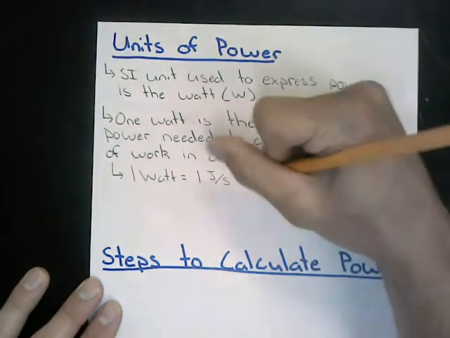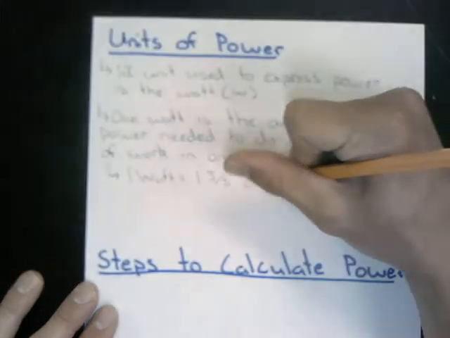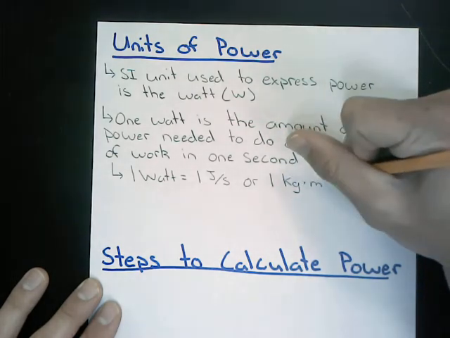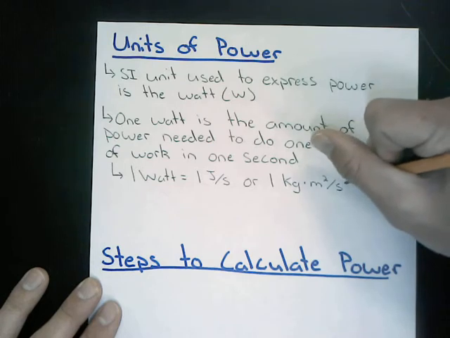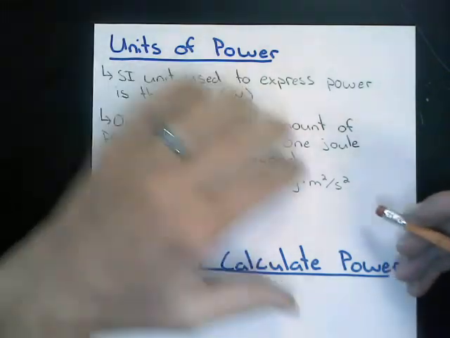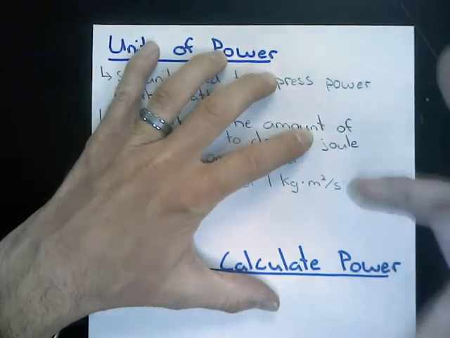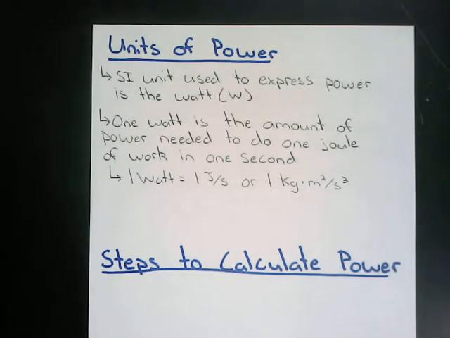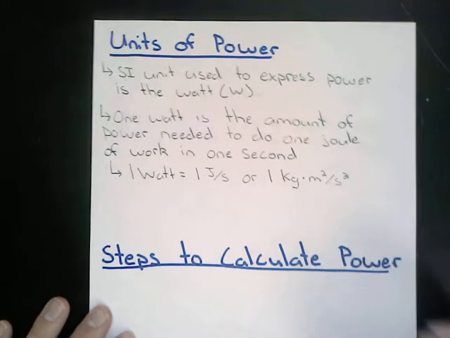Or we can also call 1 watt equal to 1 kilogram meters squared per second squared. And I take that back. I made a minor mistake here. This should be seconds cubed on the bottom here. I forgot to factor in that extra divided by a second part here with power. So 1 watt is equal to 1 joule per second, which is equivalent to 1 kilogram meter squared per second cubed. And that is a cube there, or 3.